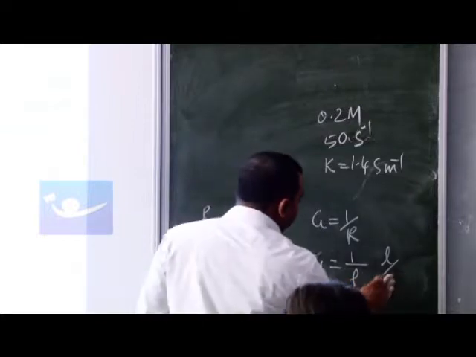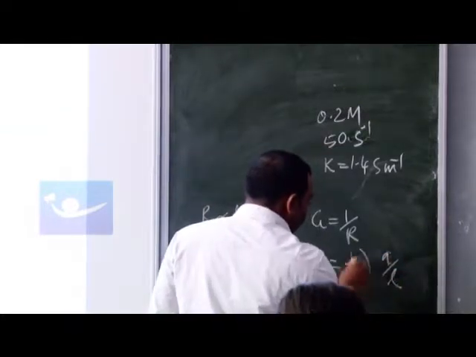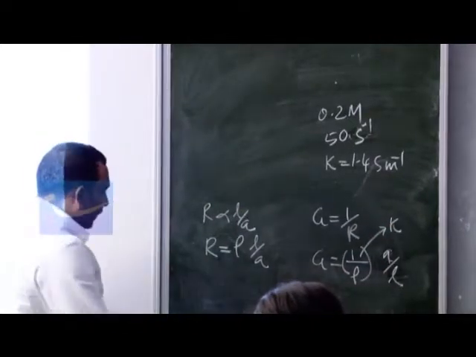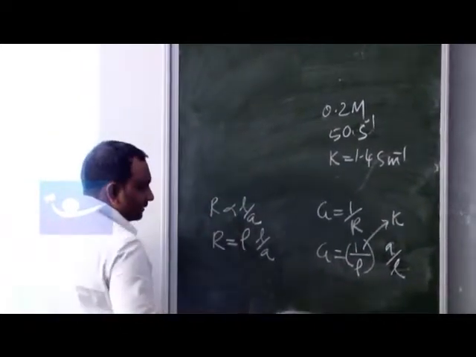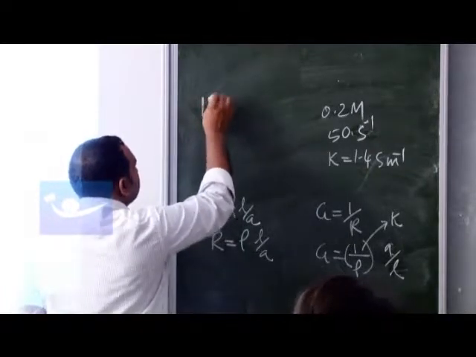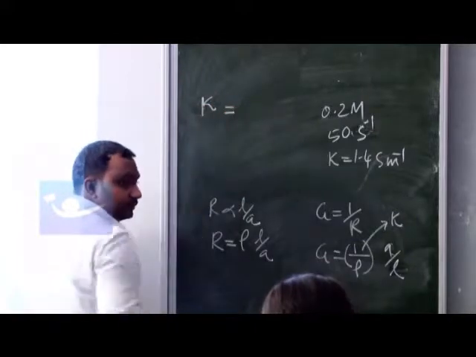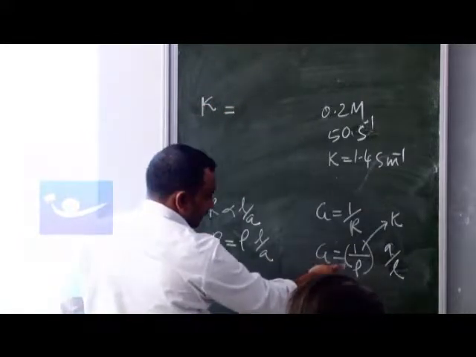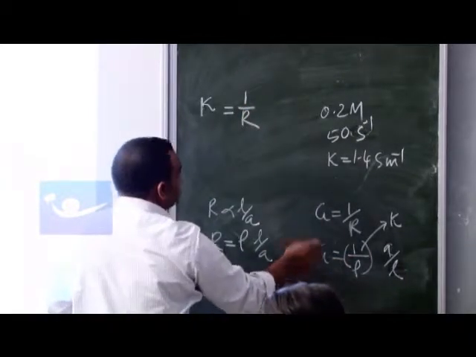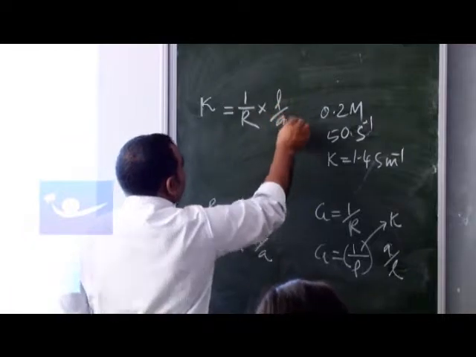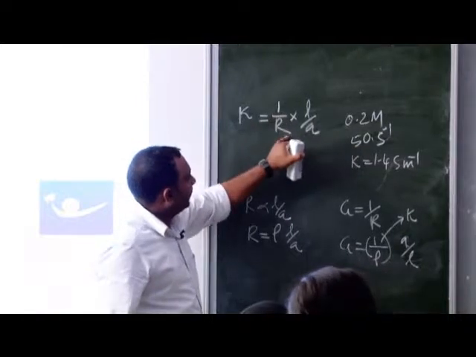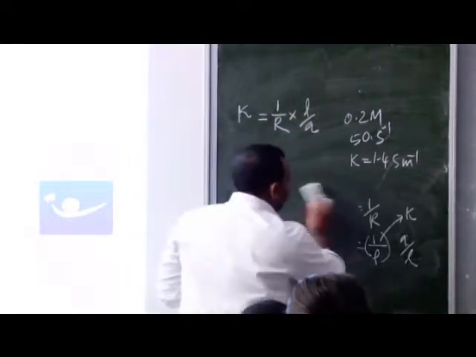Sorry, A by L, right? This 1 by rho is what we call kappa, right? So, in terms of resistance, how do you write kappa? Kappa is equal to 1 by R, that is G, into L by A. You understood this? So, kappa is equal to 1 by R into L by A. This is what we require.